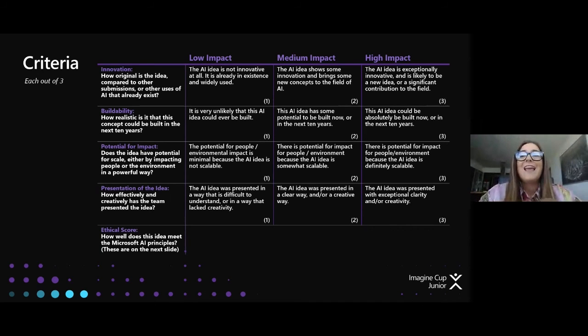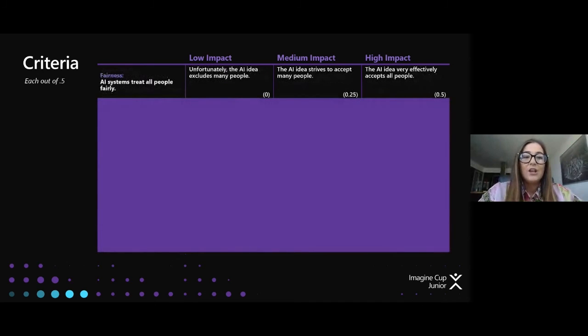Now, onto the ethics, because you're getting marked on these. So each of these are worth half a mark, okay? So fairness, and remember we went through all of these just a couple of minutes ago. So if you want to rewind and go through all these again, just so you know where the marks are going. So fairness, AI systems treat all people fairly. So unfortunately, you'll get no marks if people are being excluded, okay? But you'll get half a mark if we can see that you're striving to accept people, and you'll get your full mark if it is very effective and it accepts all people.